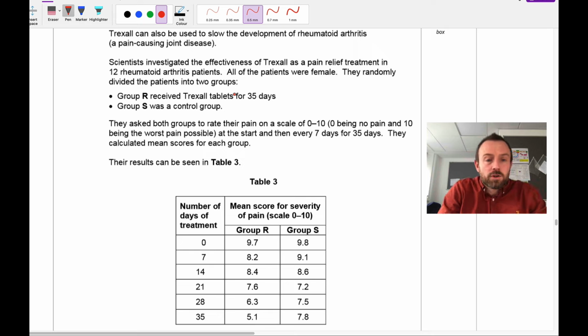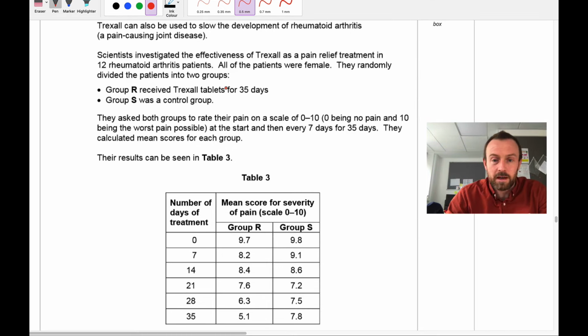Okay. Trexel can also be used to slow the development of rheumatoid arthritis, kind of like what, generally speaking, more elderly people get in their fingers and stuff like that. Scientists investigated the effectiveness of Trexel as a pain relief treatment in 12 rheumatoid arthritis patients. I feel like that's a small number. All of the patients were female. I feel like that's maybe not great for a study. Randomly divided the patients into 2 groups. So there's only 6 people in each group.